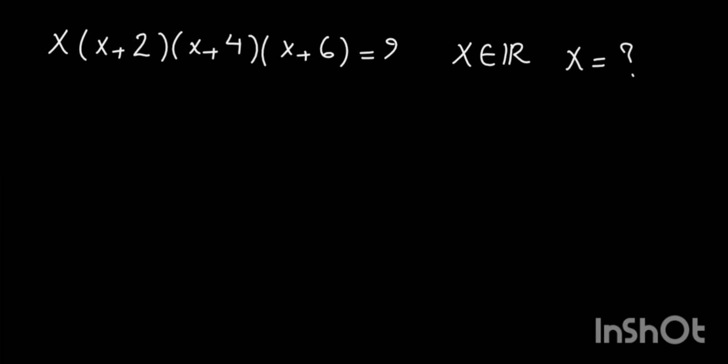Today we're gonna solve a really nice math problem from Plan Math Olympiad. So let's solve it. If you have x times x plus 2 times x plus 4 times x plus 6 equals 9, we want to find x, and we know that x is a real number.